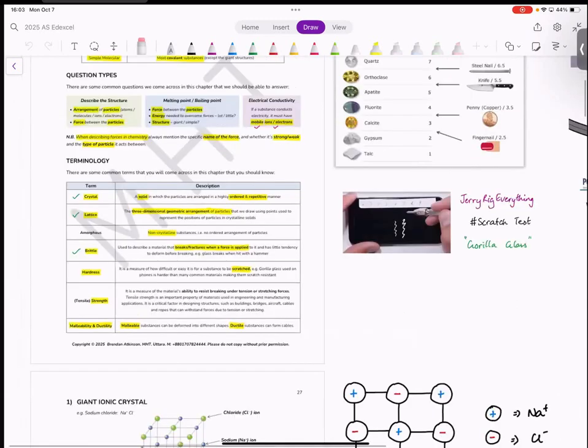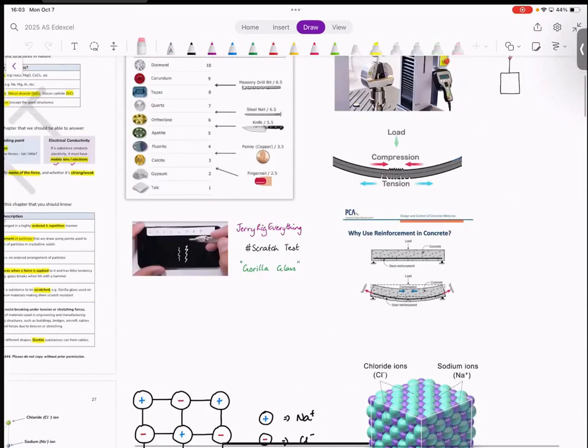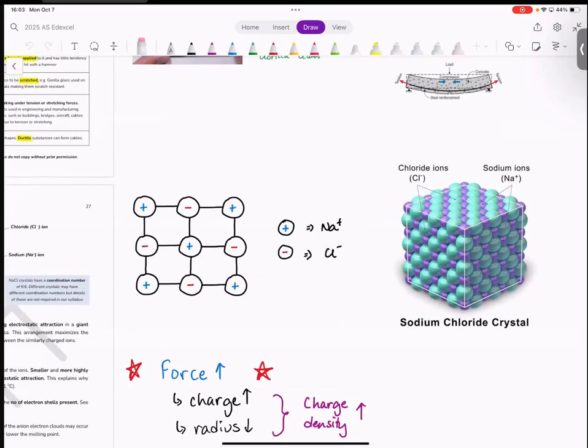Tensile strength conversation. Just remember that when you are talking about metals being used in buildings and bridges and stuff like that, say they are strong. Don't say the metals are hard. That's not the main property that we're using there.